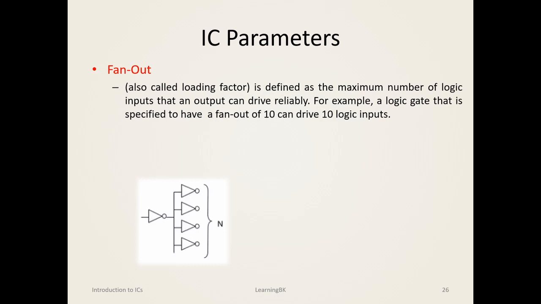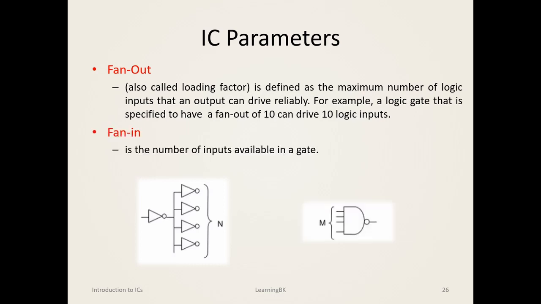It can be roughly defined as the number of logic inputs that the output of a logic gate can drive reliably. For example, if an inverter has a fan out of 4, then its output can serve as input to a further 4 inverters. Fan in is simply the inputs of a logic gate. So a 2 input AND gate has a fan in of 2 and a 3 input AND gate has a fan in of 3 and so on.